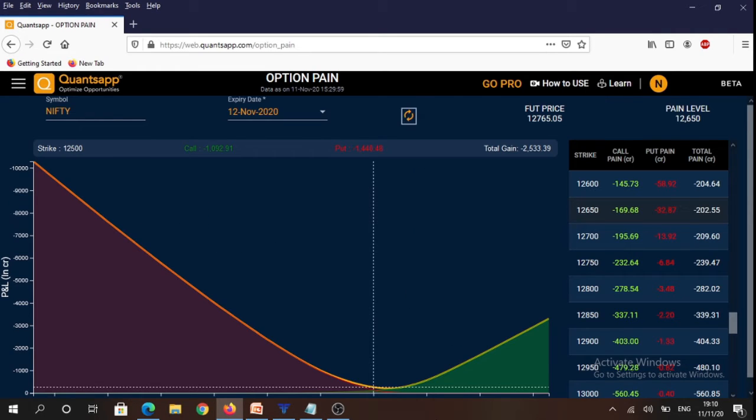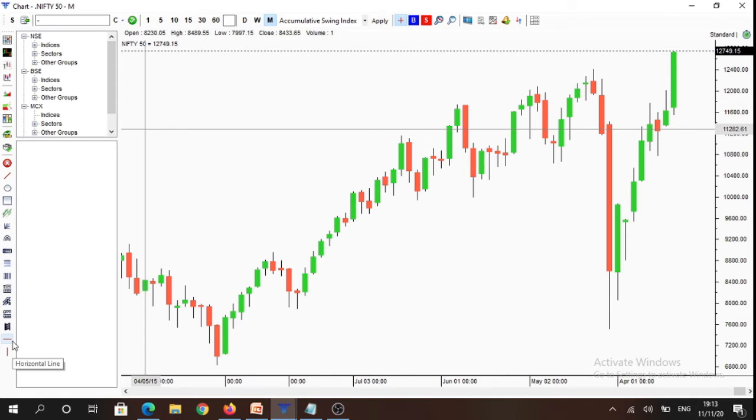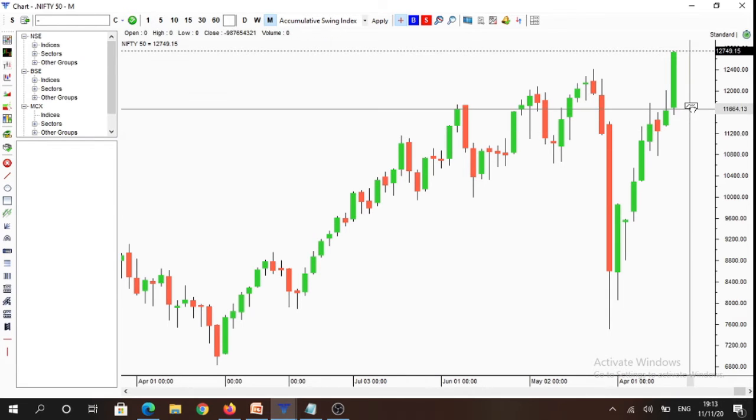If we analyze the option max pain data, you will notice that for 12th November weekly expiry contract, the max pain level has shifted from 12,500 strike to 12,650 strike. So if market were to expire tomorrow at 12,650 levels, then option writers are going to suffer the least amount of losses theoretically.